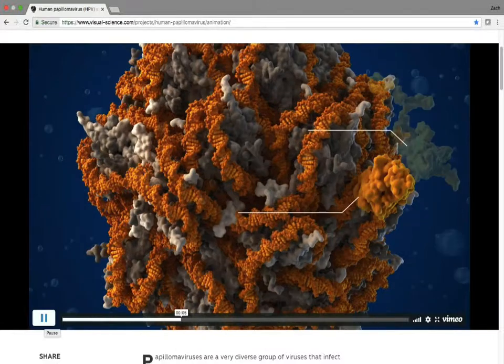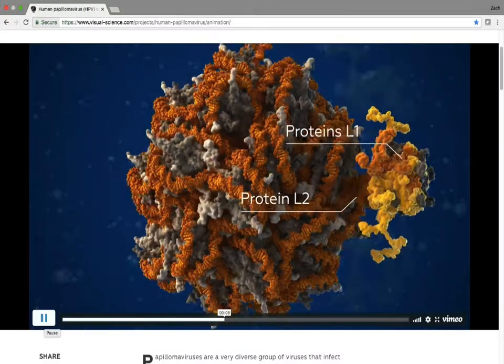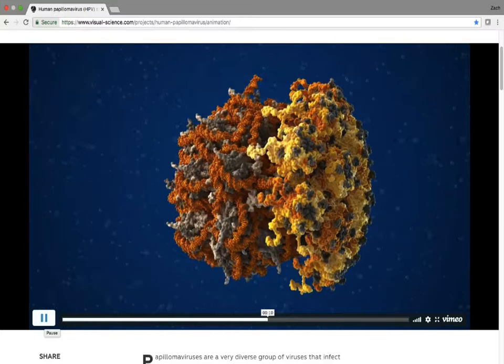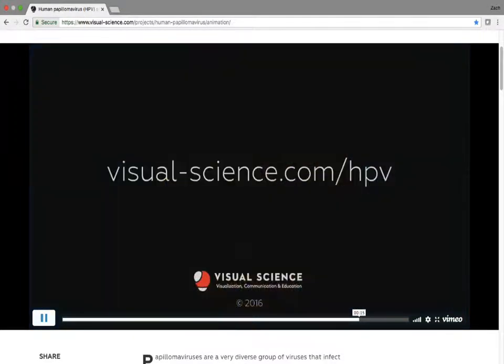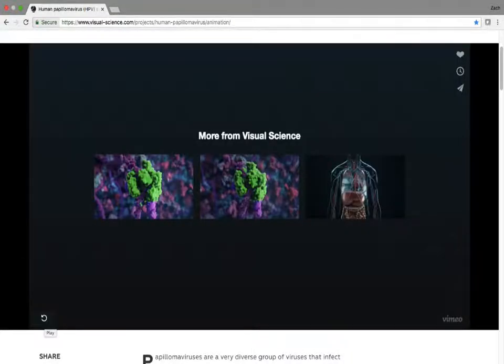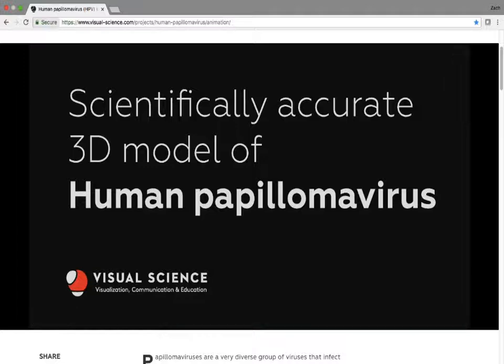So this is showing genome. L1 and L2 are the capsid proteins. L1 is the major capsid protein, and L2 is the minor capsid protein. We'll repeat that.